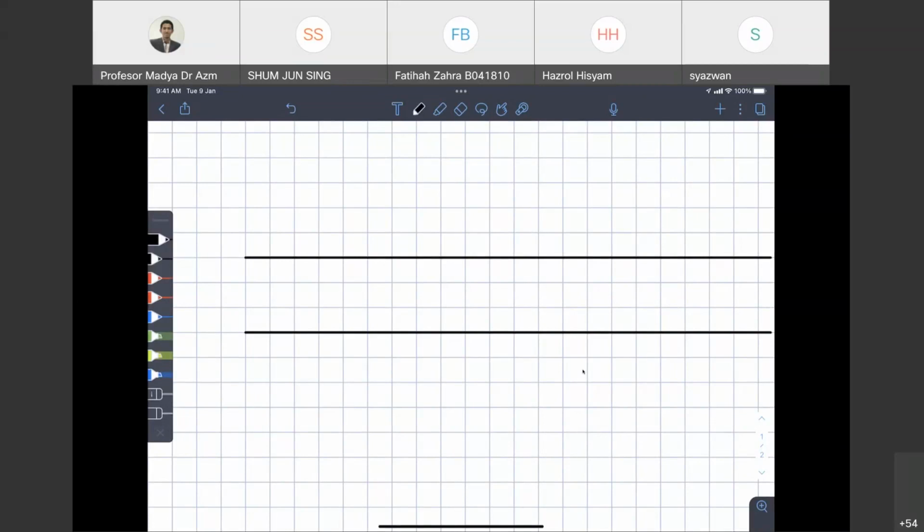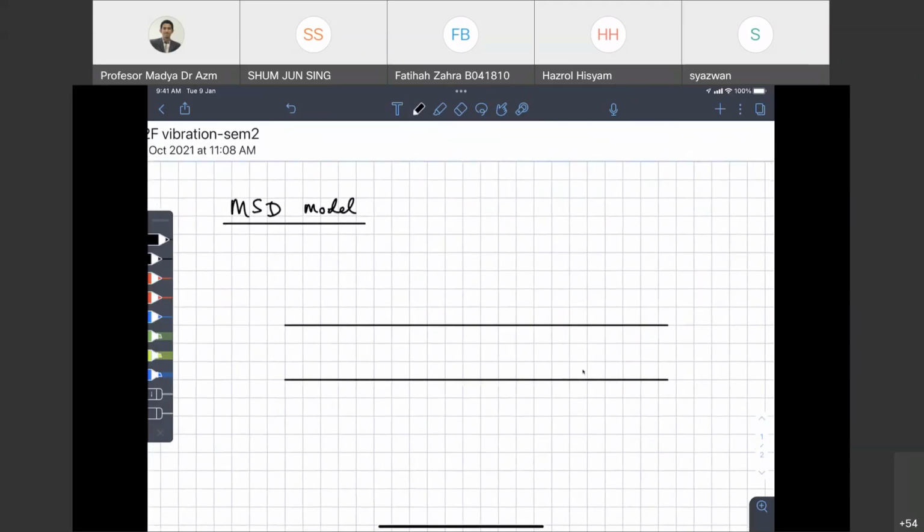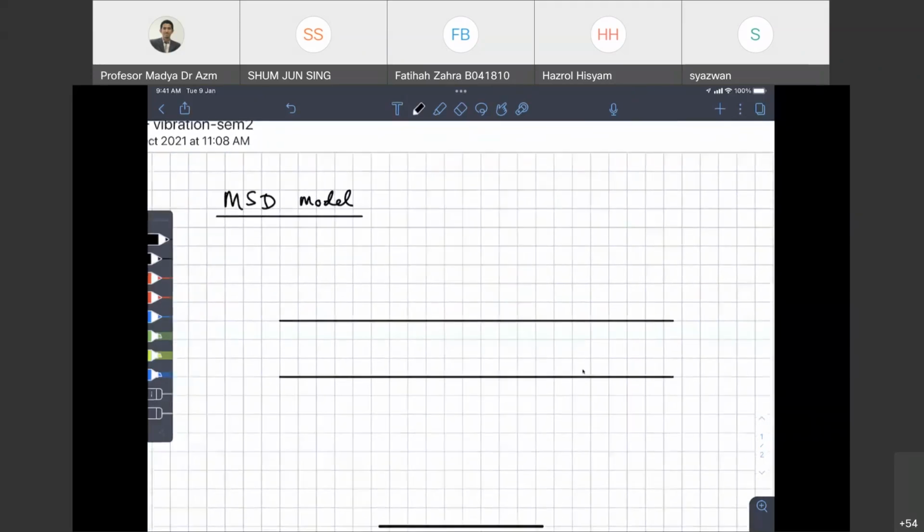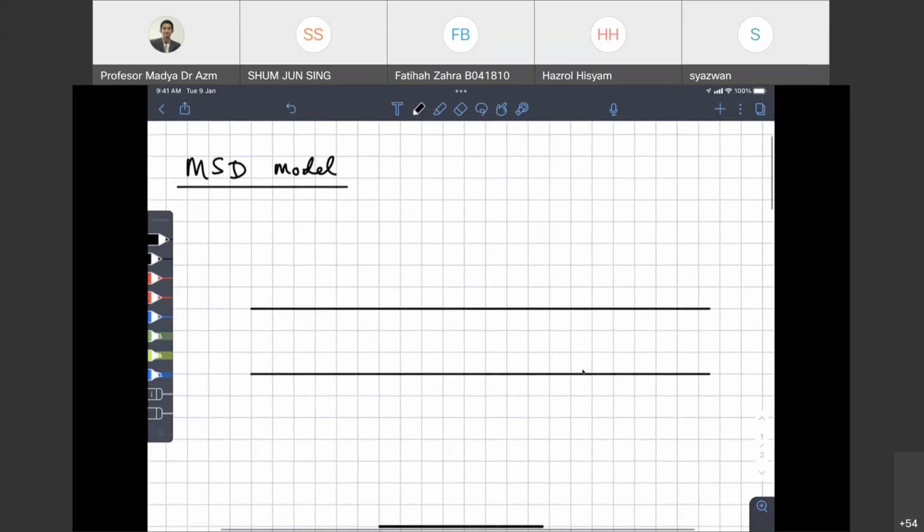Kat situ ada piping dia vibrate lah. Piping besar, very large piping. I think 24 inch. Vibrating very excessively, and then we went there and to see what solutions we can provide.